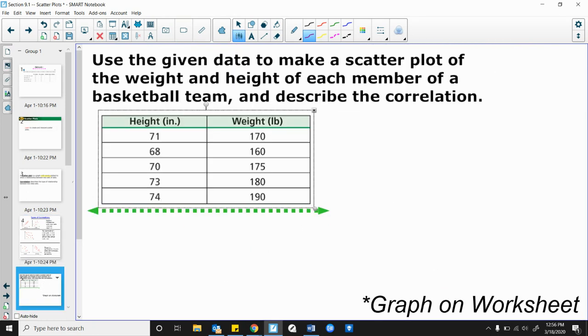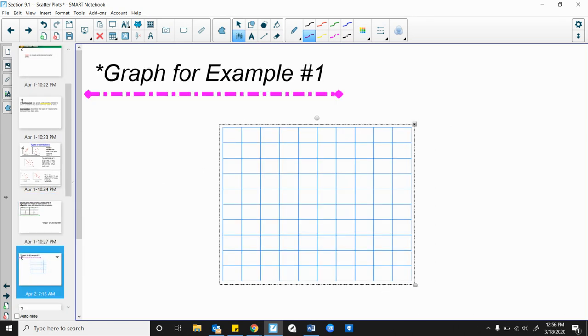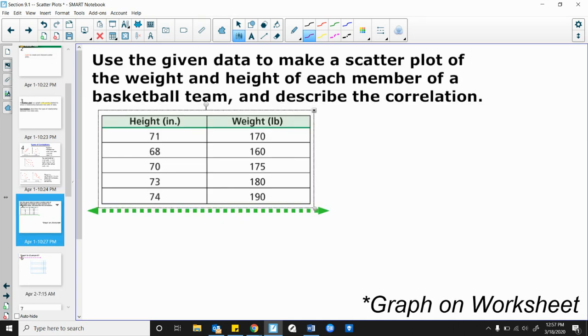It says use the given data to make a scatter plot of the weight and height of each member of a basketball team and describe the correlation. If you were able to print out the guided notes, you should have a graph that looks a lot like this on it. Use that if you have it. If you don't have it, I'm going to do it without the graph just so you can get a feel of how I'd want you to do this.